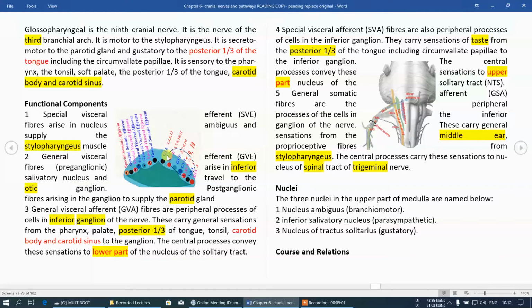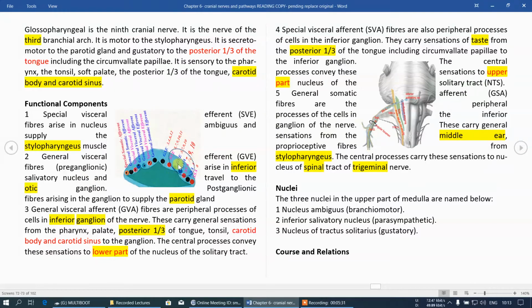First, the medial most component is special visceral efferent that goes to the stylopharyngeus muscle. All the muscles of the pharynx are supplied by the pharyngeal plexus. The plexus is made up of the 9th, 10th and 12th cranial nerves. Out of these, only stylopharyngeus alone is supplied exclusively by the glossopharyngeal nerve.